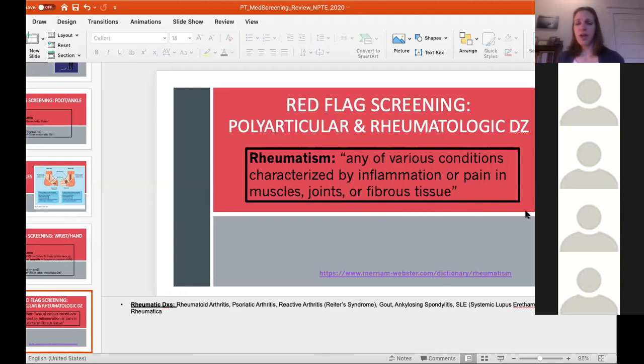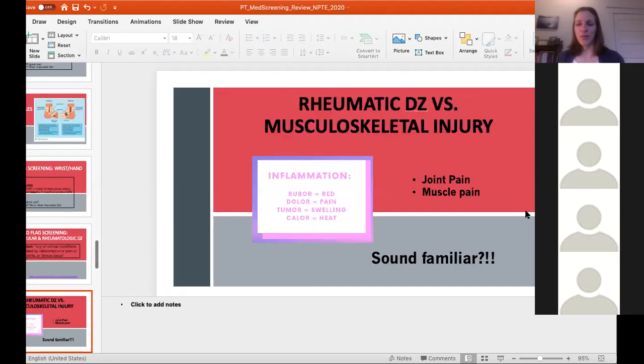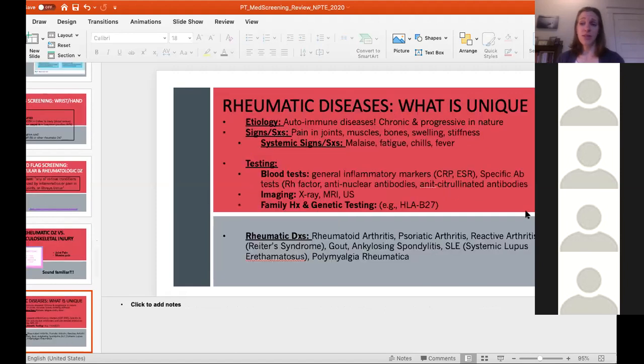So rheumatism is any of various conditions characterized by inflammation or pain in muscles, joints, or fibrous tissue. Wow, that sounds a lot like musculoskeletal disease. So again, we're going to want to be careful that we try to screen out for this disease. And if anything shows up in this patient's history that is atypical or doesn't quite fit, we're going to want to ask some more pointed questions to try to determine if the source of their pain and complaints is due to maybe a system-wide issue or a rheumatic issue. Autoimmune cause, basically, is what that describes.